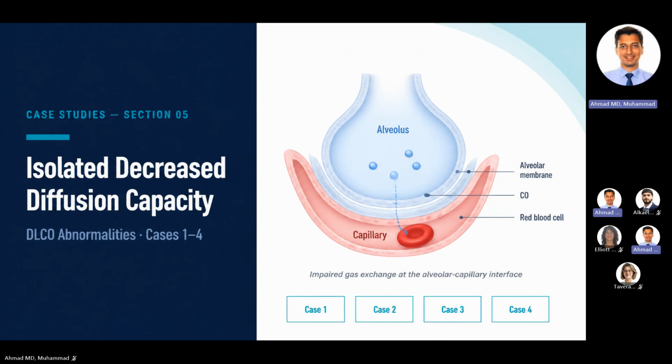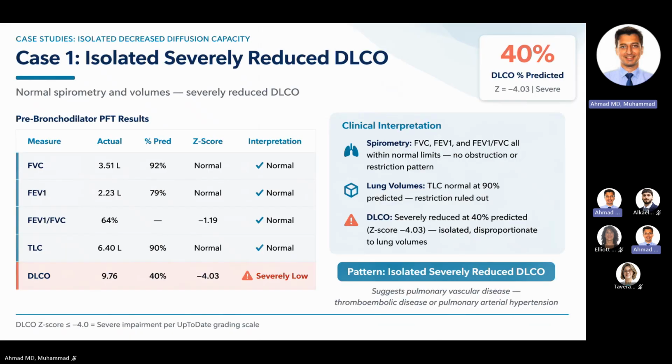Isolated decrease in diffusion capacity. Looking at case 1, the FEV1 FVC ratio is normal. The FEV1 is normal. The FVC is normal. The total lung capacity is normal. So you have an individual with essentially normal pulmonary function tests, except that the diffusion capacity is severely reduced.